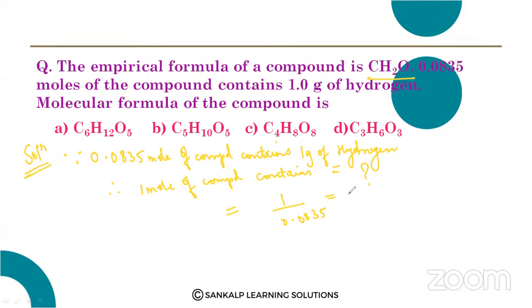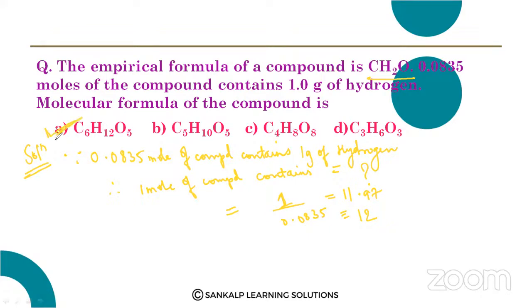Just see how much it comes to. Divide 1 by 0.0835. The answer comes to 11.97. 11.97 is nearly 12. So 12 grams of hydrogen is present. Now see in the options in which this 12 grams is present. It is in option A. So A is correct.